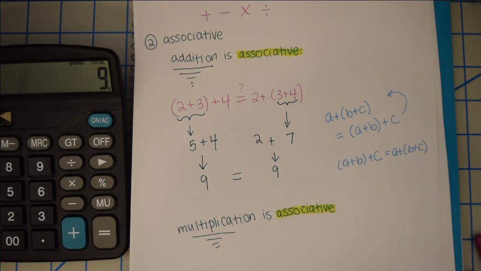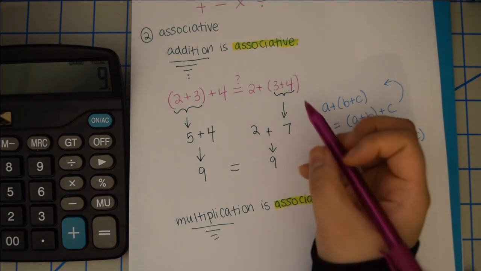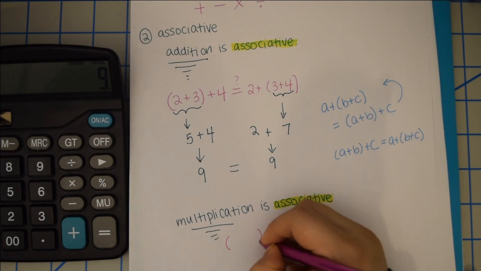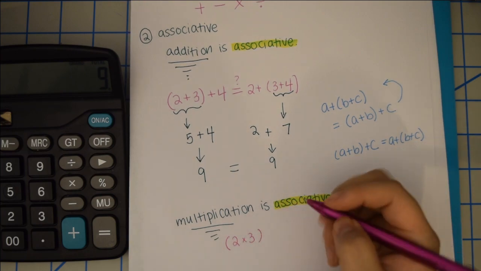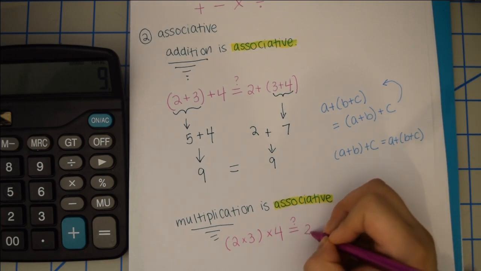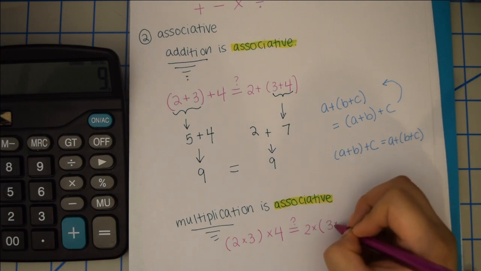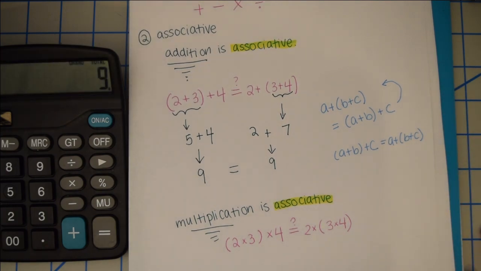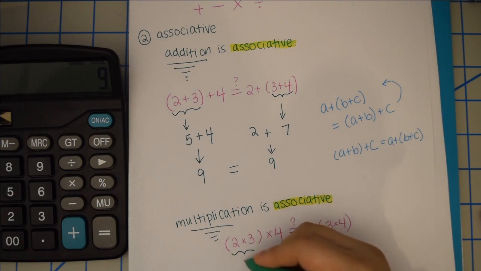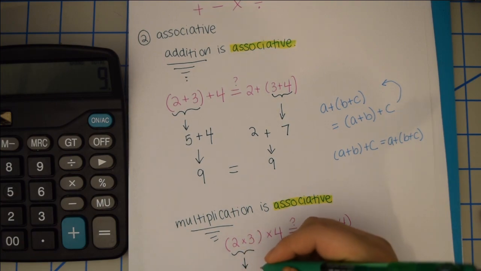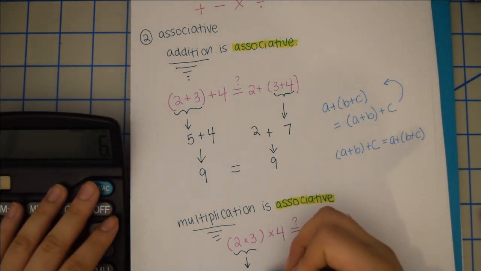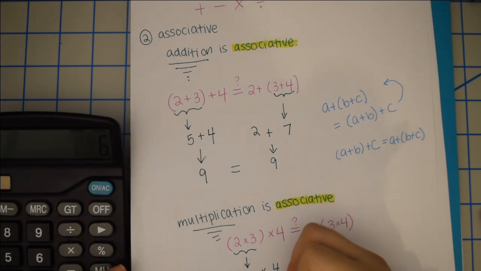So let's check multiplication. Let's just do an example just to keep practicing this pattern. So again, we're focusing on multiplication, but we're grouping. So we're going to do 2 times 3 first, and then times 4, and see if that is equal to 2 times (3 times 4). Okay, so again, the parentheses tells us we have to do that first. So 2 times 3 is 6. Times 4 is 24.